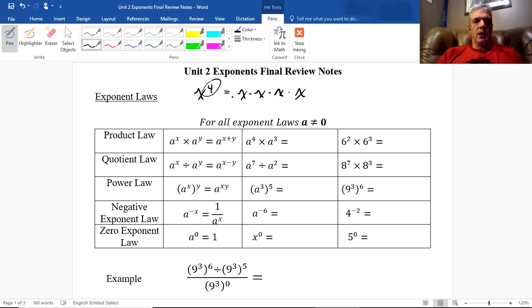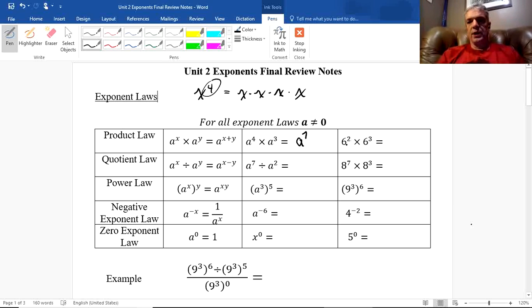Now we talked about 5 different laws associated with the exponents. The first one was the product law, which states that if the base is the same, a being the base here, the exponents will be added if we multiply two exponents of the same base. So examples include a to the power 4 times a to the power 3. This would be a to the power 7.